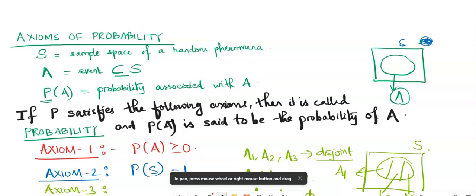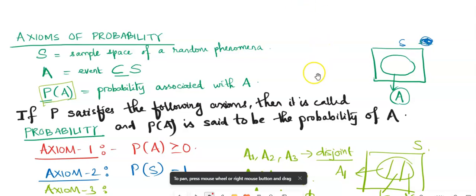Let's say we are conducting some random experiment and it has certain outcomes. The sample space is nothing but all possible outcomes of a random experiment. Out of the sample space, you can have a certain number of events of interest to which we are going to assign a probability. We denote the probability of a certain event as P of A, as you can see on the screen.